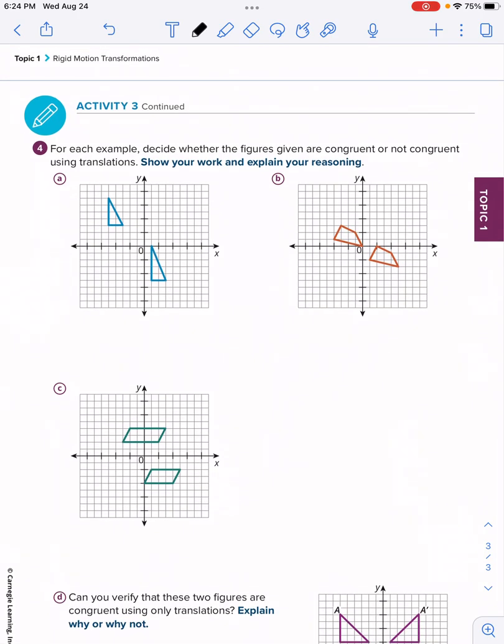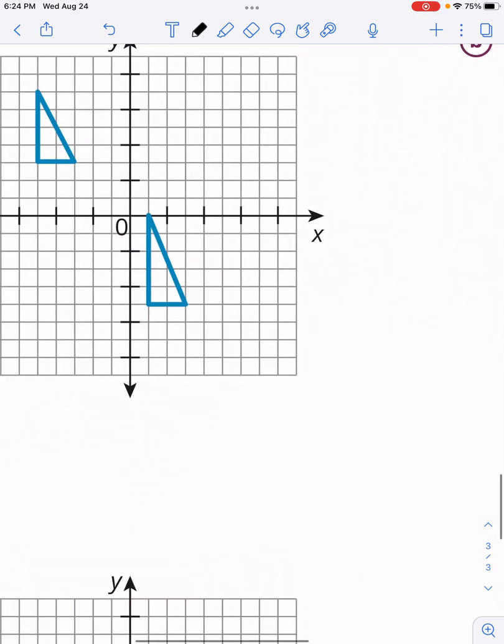Okay. So this is slightly different, but really not all that different. Number 4. For each example, decide whether the figures given are congruent or not congruent using translations. Are they or not? And then show your work and explain your reasoning. So same exact thing here. You would go through all the same points and figure out what is that translation. I'm gonna go through the bottom left here, and then we'll see if there are any others that either reaffirm that translation or provide a counterexample.